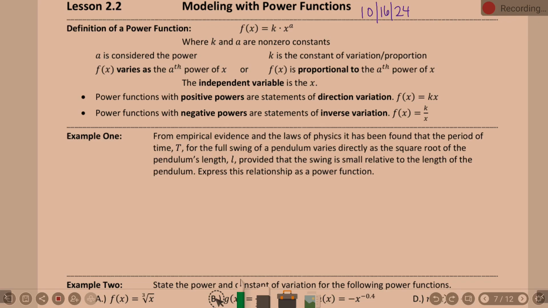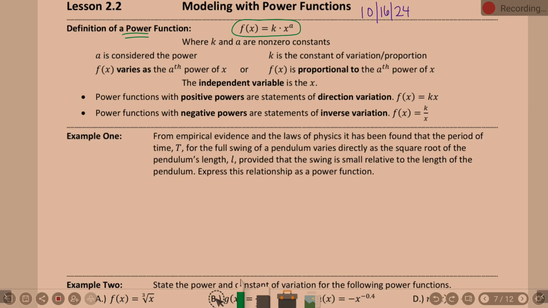So the definition of a power function is up there. f of x equals k times x to the a. Okay, that is your definition of a power function. Now, specifically, k and a are defined to be non-zero constants. So they can be 1, they can be anything else, they just cannot be 0. Okay? In a power function, a is considered the power.